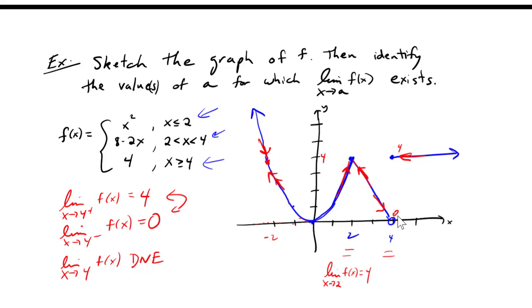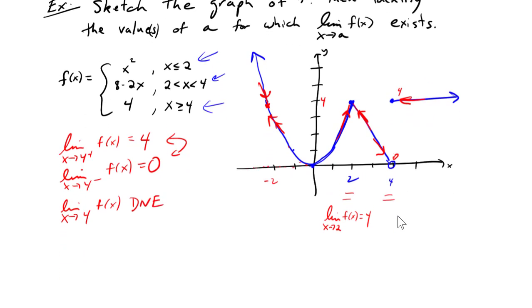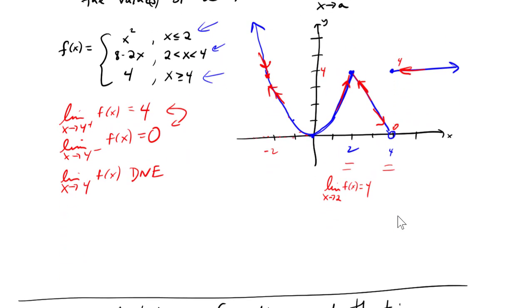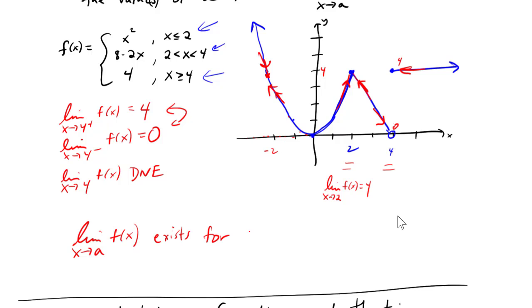All right. Now, what I can say, since I'll answer the question as it was asked, is that the limit as x approaches a of f of x exists for all real numbers except x equals 4. So x equals 4 is actually the only place where the limit does not exist.